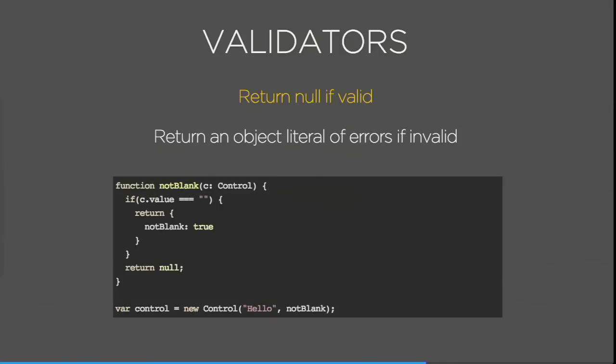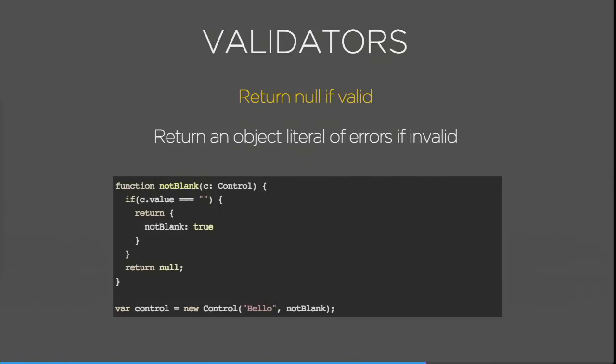It just checks to make sure what we're inputting is not equal to the empty string. And so if something's not equal to the empty string, we're going to return null. That lets the validator know that everything was valid. But if someone puts the empty string in, we're going to check for that, and then we're going to return an object literal with the invalid errors. So in this case, we're saying the not blank error is true. So that's pretty much all you have to do for validators.